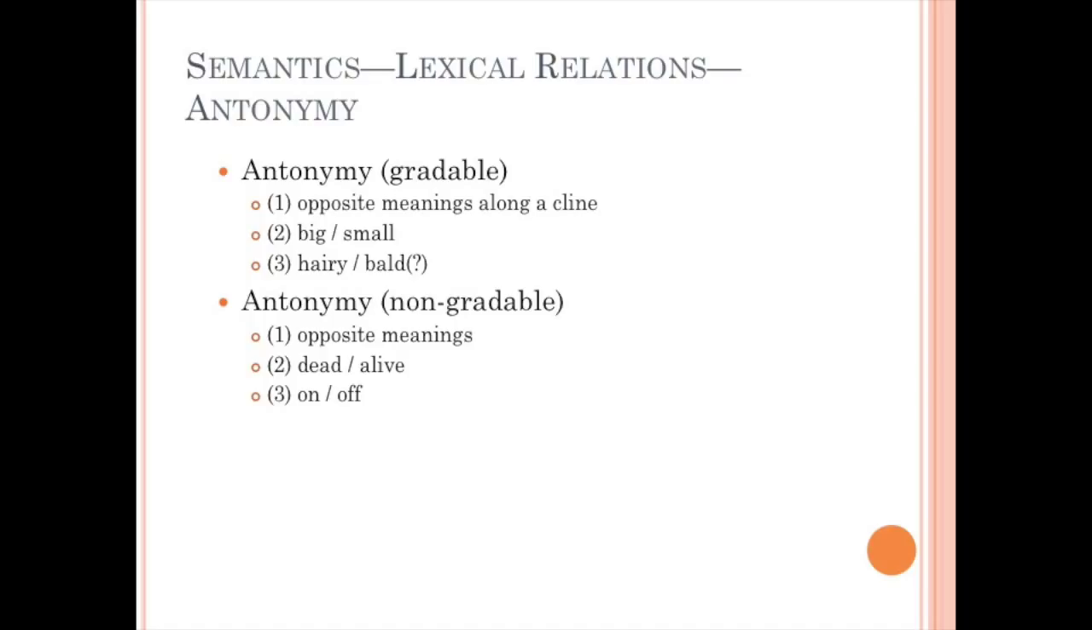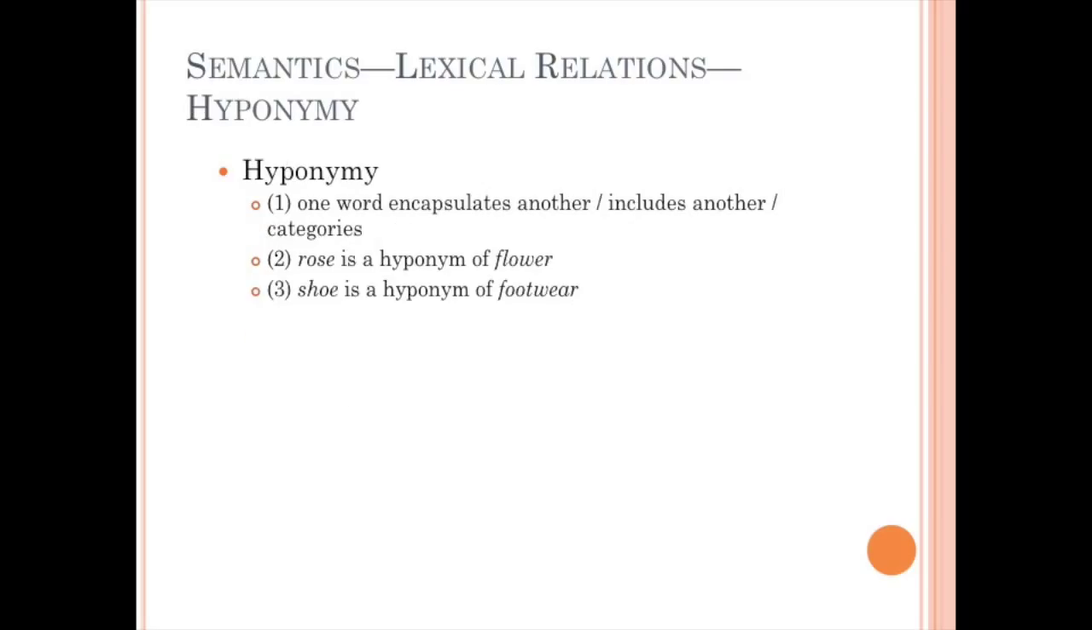Non-gradable antonyms don't exist along a cline. They exist in opposition to one another, but more in a binary state. You can't usually make comparisons between non-gradable antonyms.